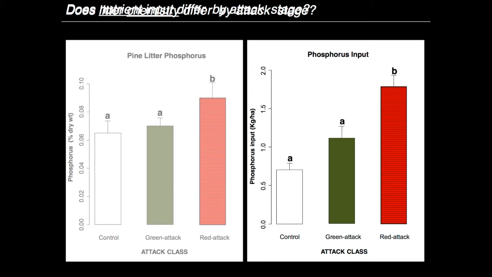When we combine the concentration of phosphorus and mass of litter together, what we see is, again, a major difference in the amount of phosphorus input, at least coming in from the litter. Here, where we have over a twofold increase, or twice as much coming in the red versus the control group here.